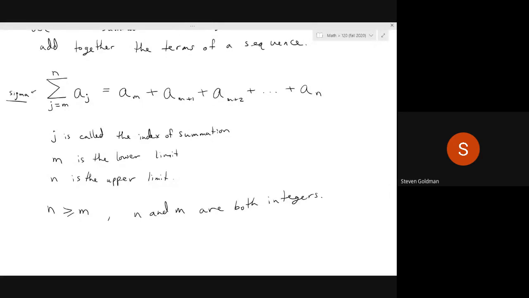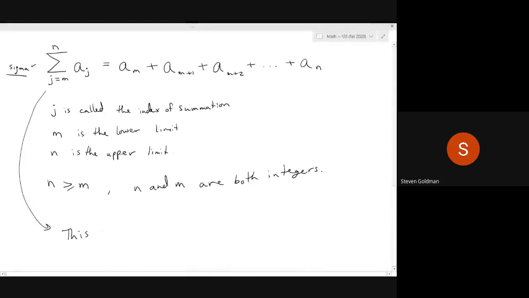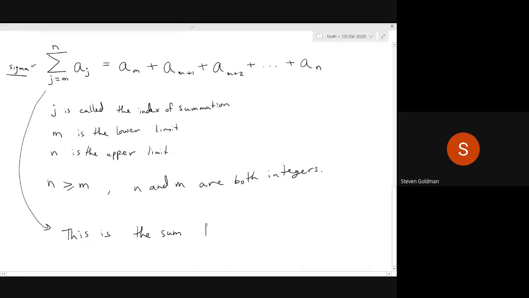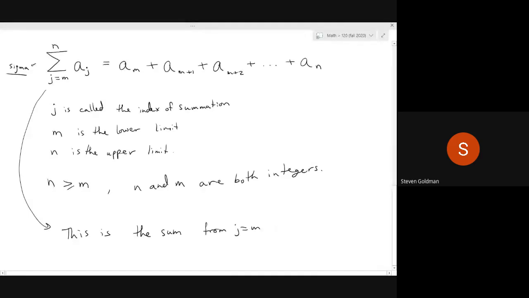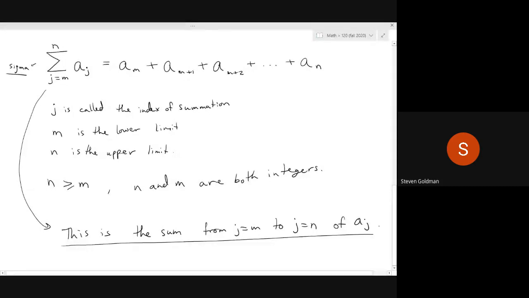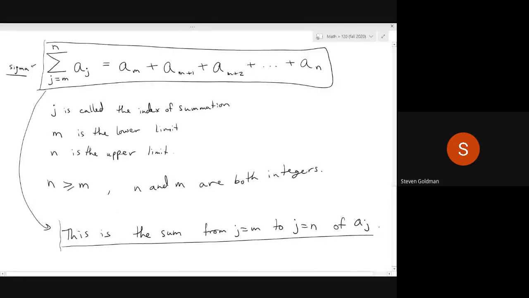Okay. So again, let me write this over here. This is the sum from j equals m to j equals n. So I'm starting by plugging in m for j, and I'm adding 1 each time to m until I get to n of a sub j. All right, so this is the notation that's used. This is what it means.